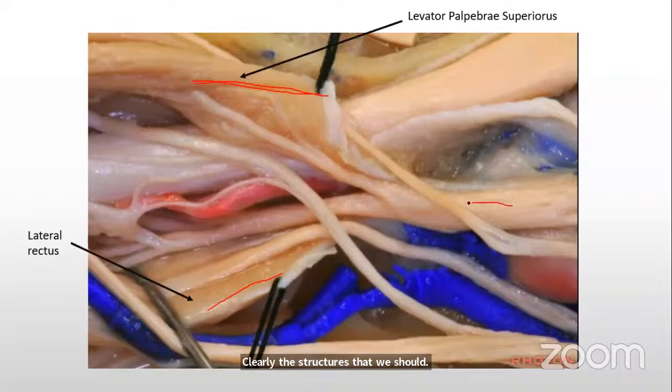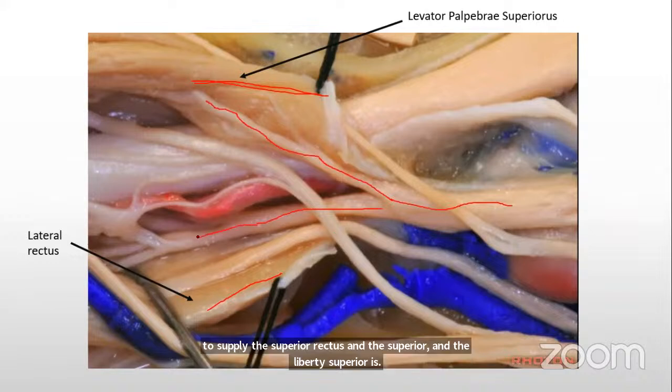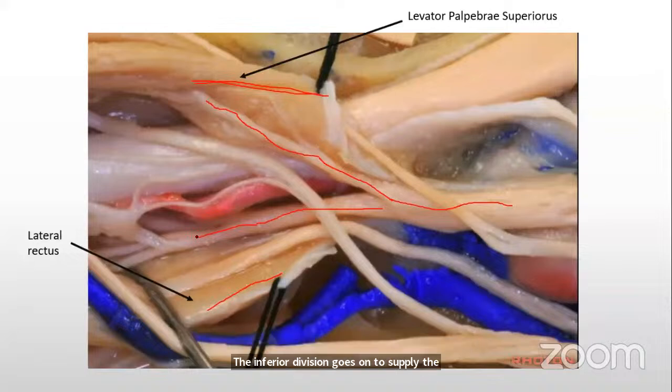This entire nerve is the oculomotor nerve. It divides into the superior division and the inferior division. The superior division supplies the superior rectus and the levator palpebrae superioris. The inferior division supplies the inferior rectus, inferior oblique, and medial rectus muscles. Also, we can see the abducens nerve, which is going to supply the lateral rectus muscle.